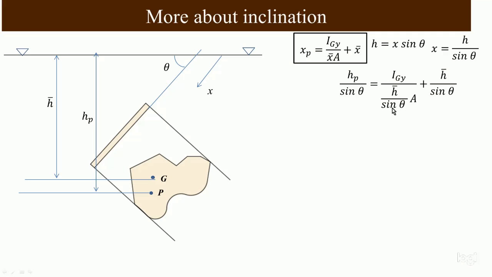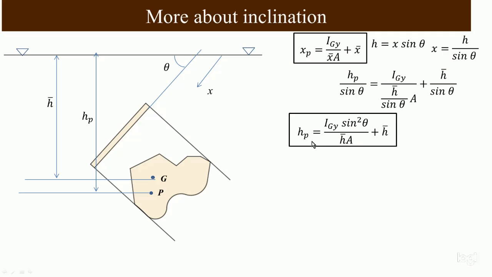Wherever x is there, we are putting h bar by sine theta into A, plus wherever x bar is there, we will put h bar by sine theta. So now this happens to be hp is equal to Igy sine square theta by h bar A plus h bar. This is a formula which is very important in solving a number of GATE problems. So now let us continue with this.